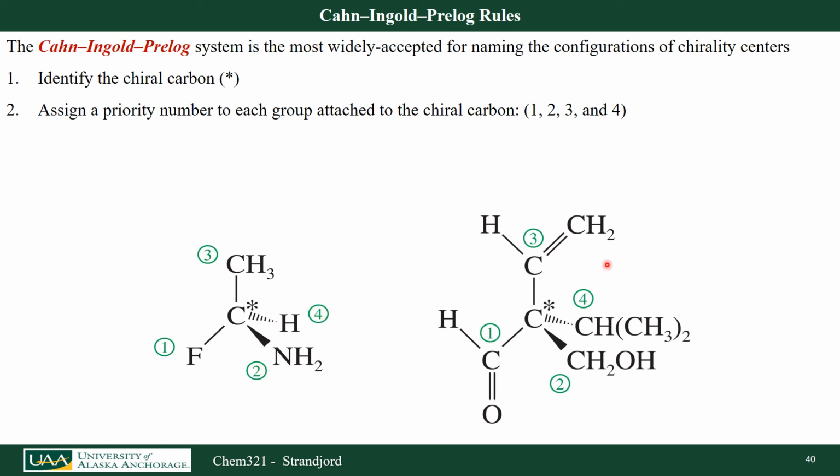On this molecule to the right, my carbonyl is highest because I put some fake oxygens on here, some ghost atoms. Here I have a carbon, here I have a carbon, here I have an alkene. I go through the whole systematic way of naming these ligands, and I go 1, 2, 3, 4. And now I need to determine whether these are R and S.